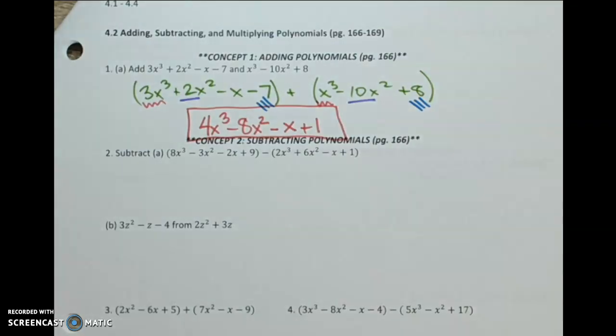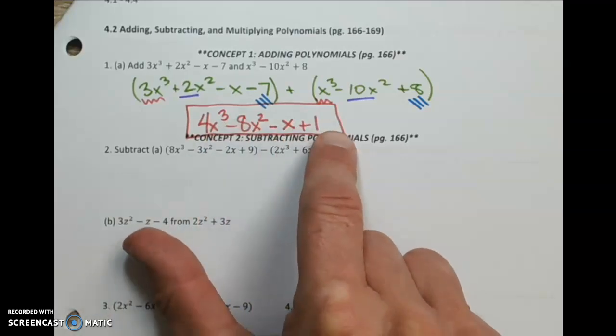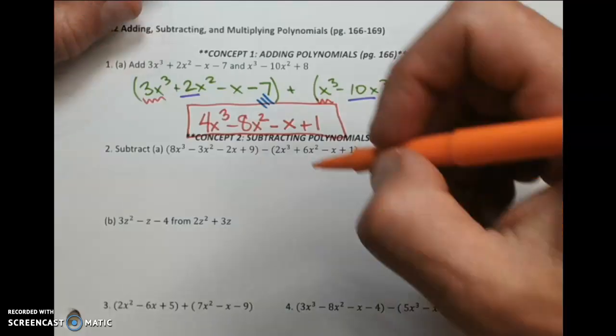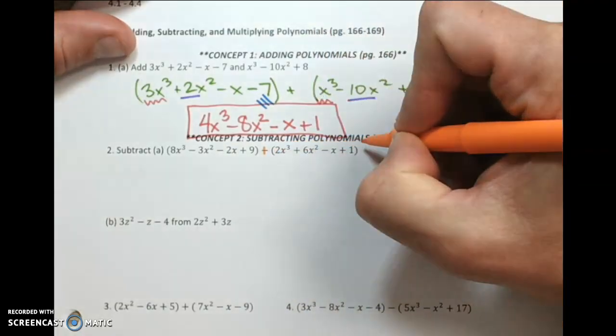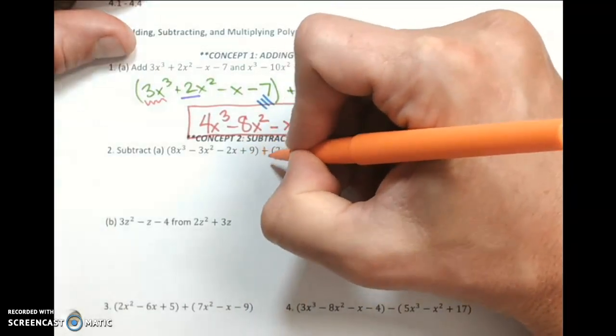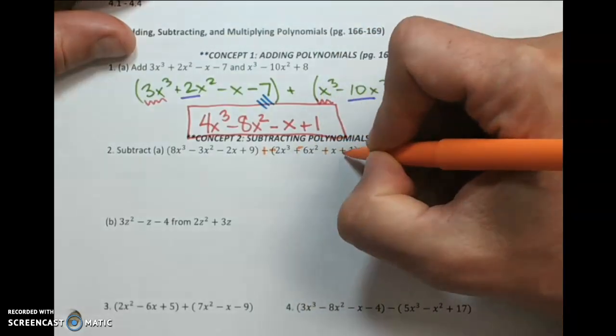It should be in standard form, which means it's in descending order of exponents. 3, 2, 1, 0. Okay, there we go. Subtracting polynomials, concept number 2. Well, in this, what you need to do is you're really going to make this a positive sign, and then you're going to change the sign of all the terms in the second polynomial. It's like multiplying it by negative 1. So that becomes a negative, negative, positive, and negative.